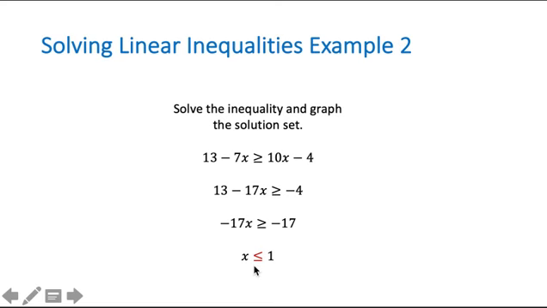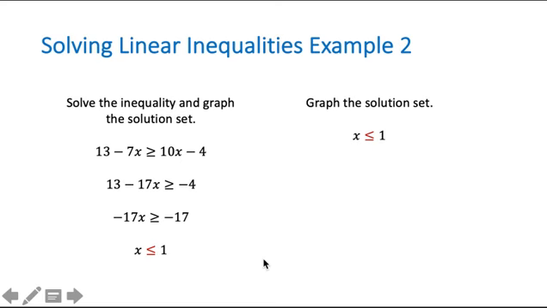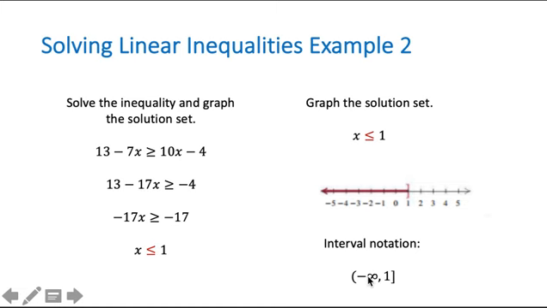That's one thing that a lot of students forget to do. Don't be that student that forgets that. So when I change the sign, it's now x is less than or equal to 1. And we're going to graph that solution set. All the numbers that are less than or equal to 1. So we use a bracket in this example because 1 is included in the solution set. Now, what does that look like in interval notation? Well, it starts at negative infinity and it goes all the way up to 1, and we're including 1, which is why we use a bracket.